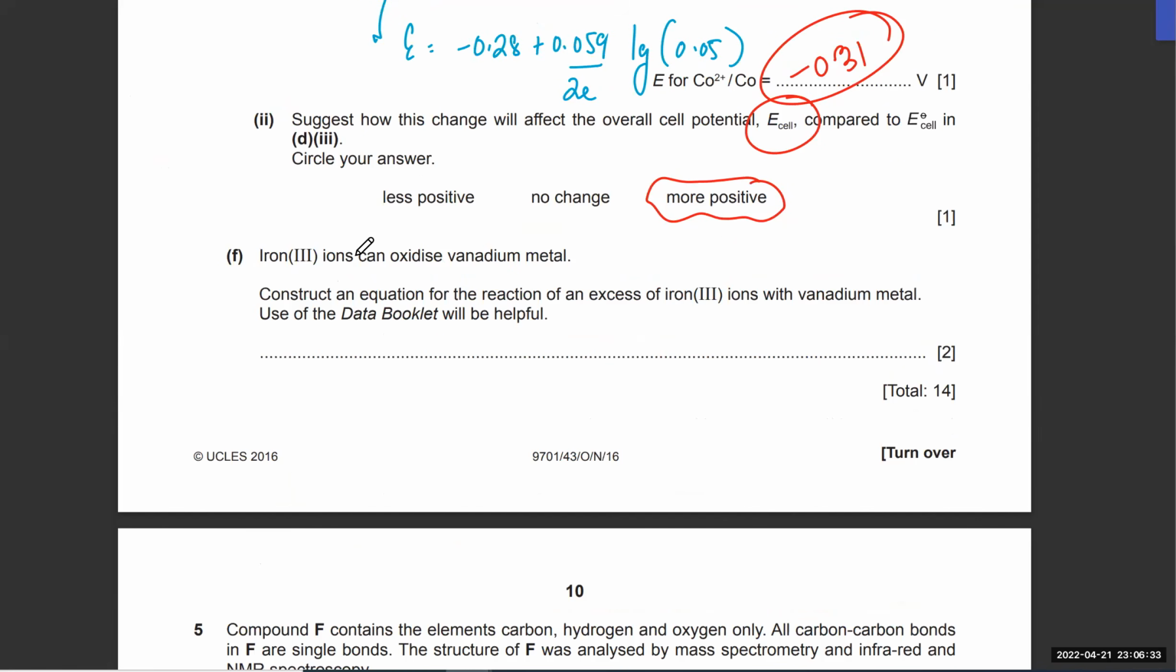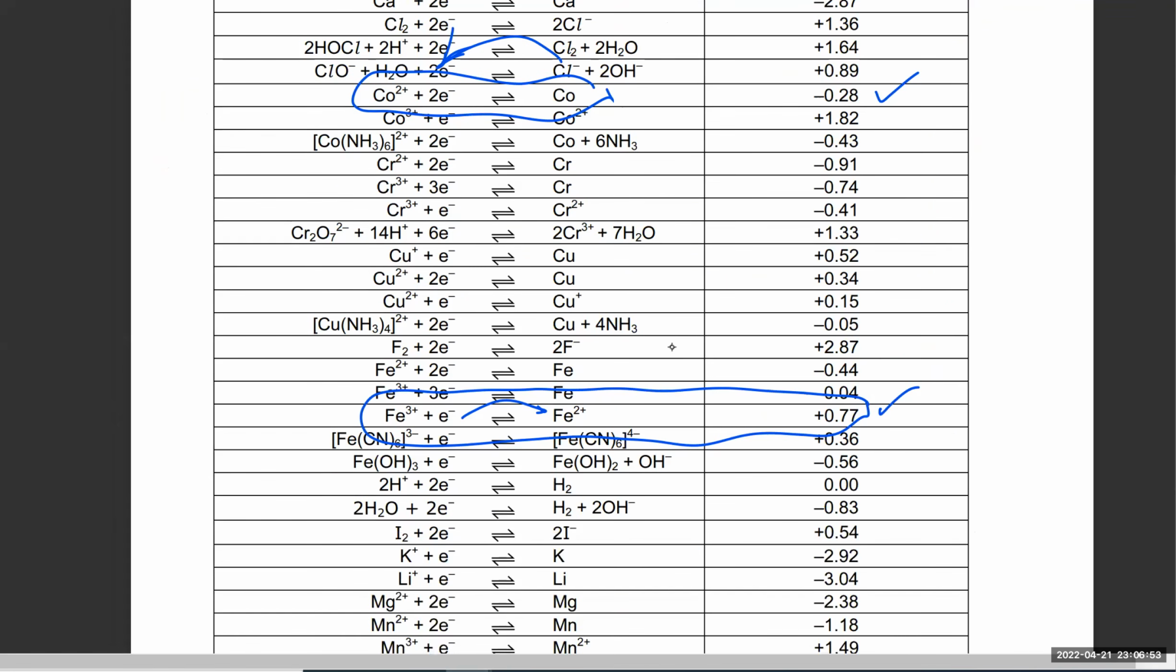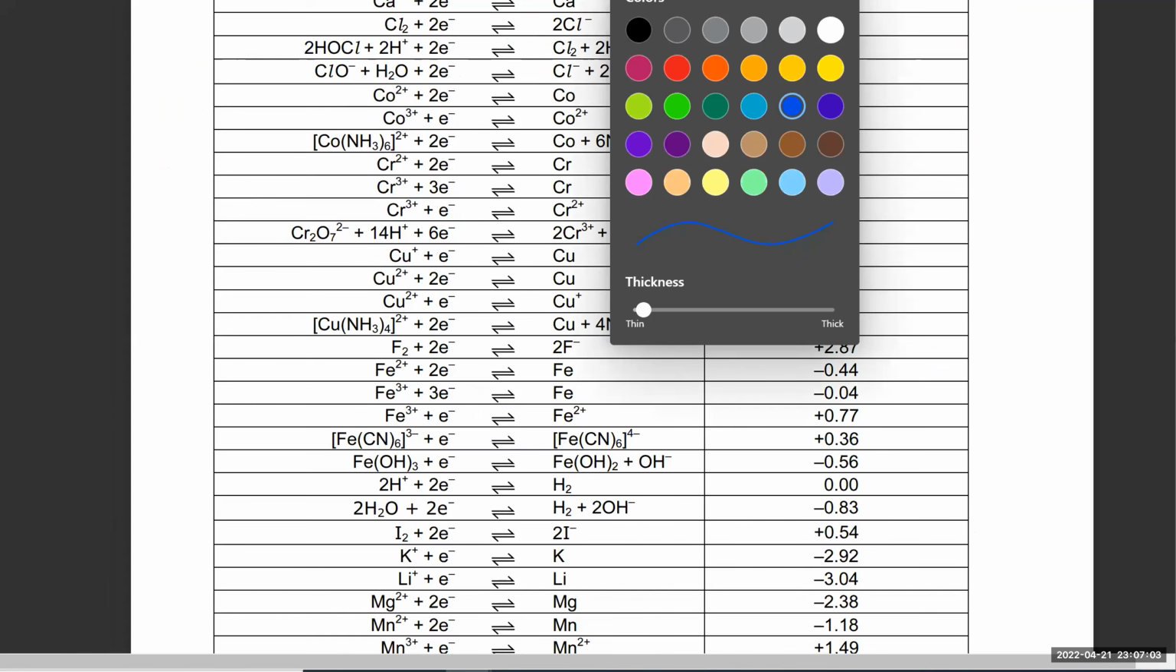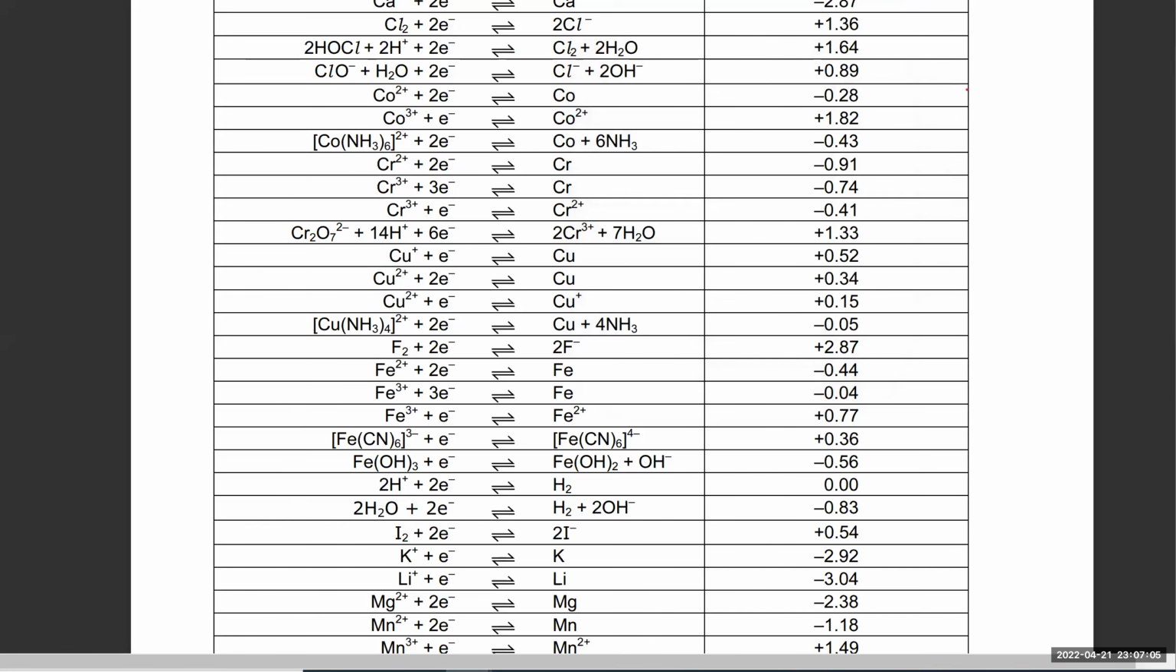This one: iron 3 ions can oxidize vanadium metal. Construct an equation for the reaction. Now this is, I mean, if you do this question properly, it's going to waste a lot of time, okay? Because this is one example of a chain reaction. Vanadium with iron 3 ions, right? For some ions, make sure you know that they have a chain reaction, especially vanadium, manganese even. As here's your Fe3+ equation, right?